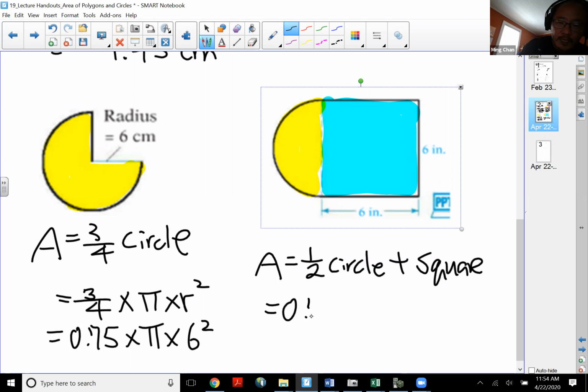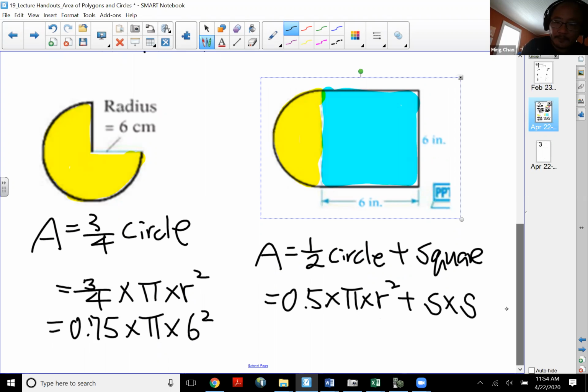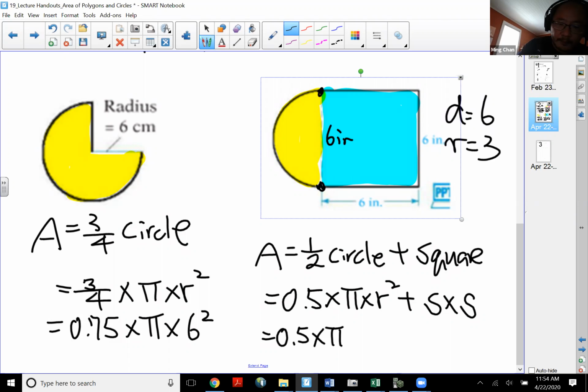So 0.5 times pi times radius squared plus area of a square. I'm just going to write side times side, okay? So this dashed line here that was given to me has to be 6 inches. And that 6 inch is referring to the diameter. I need the radius, so the radius has to be 3. Times 3 squared plus 6 times 6.